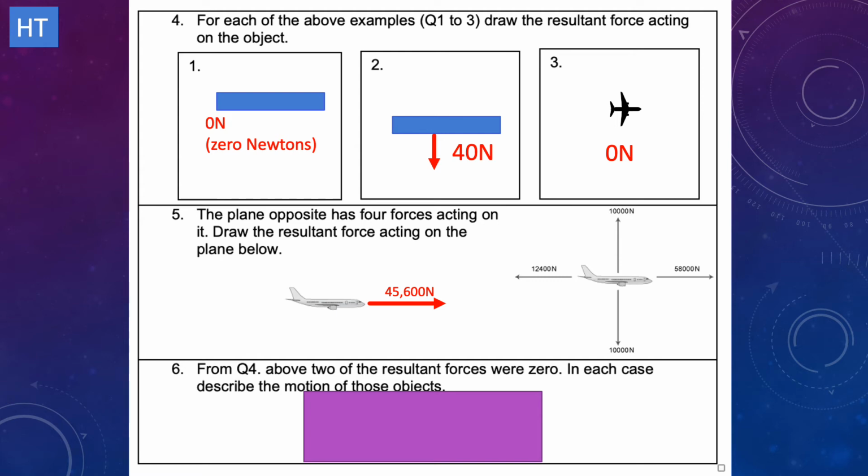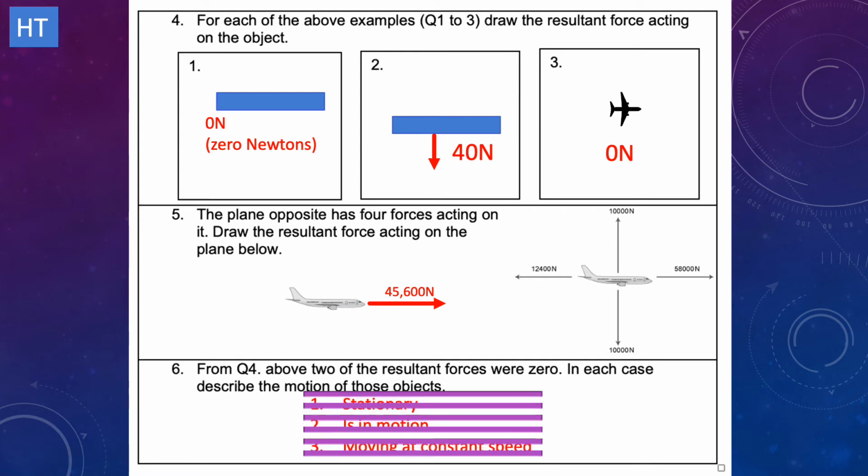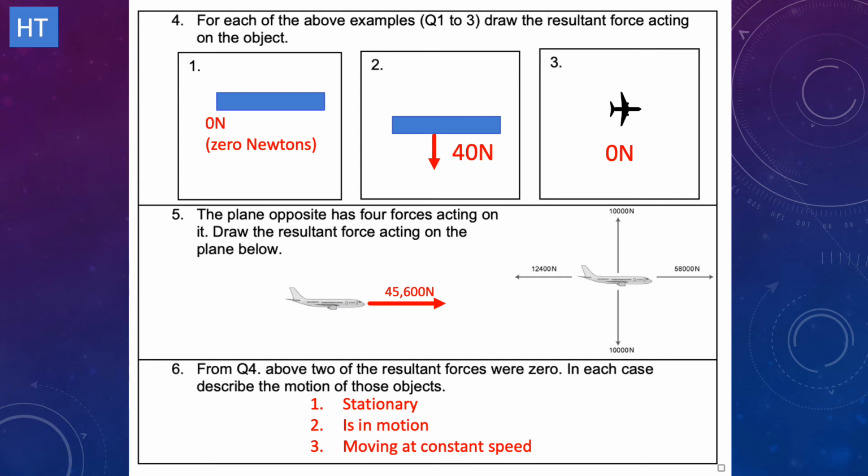Okay? Last thing, question 6. From question 4 above, two of the resultant forces were 0. In each case, describe the motion of those objects. So this is the reason why I had you not put an upward force on number 2 when the book was falling. And the reason is because number 1, it's a book resting on a table, so you know that that's stationary. Same as number 3, it's moving at constant speed, even though the resultant force is 0. And this is the reason why I had you not put an additional force there, because we should have one that is in motion, or I should say accelerating. All right.